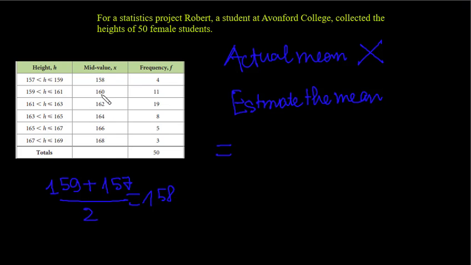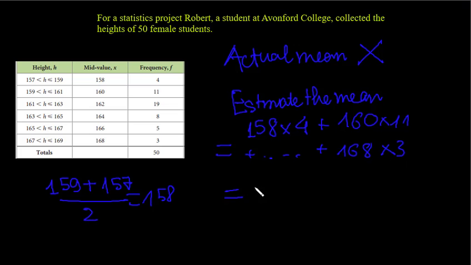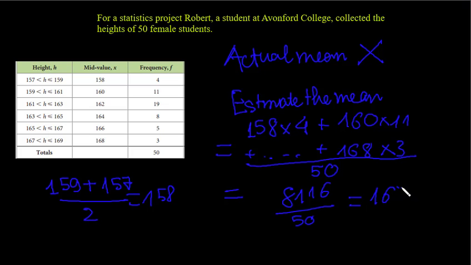I prepared this here as well. So for the middle values of each group, we take the middle value multiplied by the frequency, and we do it for all the other groups. 168 multiplied by 3. Here we have 50 female students, so we divide by 50 to find the estimated mean. We have 8,106 over 50, which is 162.32. But for S1 statistics, please remember that we round to 3 significant figures. So the result would be 162 to 3 significant figures.